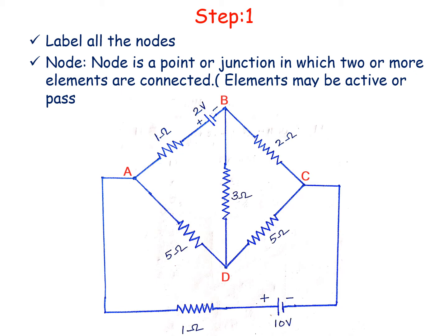All the nodes are labeled as A, B, C and D. What is a node? A node is a point or junction in which 2 or more elements are connected. Elements may be active or passive. Active elements are energy generating elements and passive elements are energy storing elements. Energy generating elements are the voltage source and current source. Energy storing elements are the resistor, inductor and capacitor.